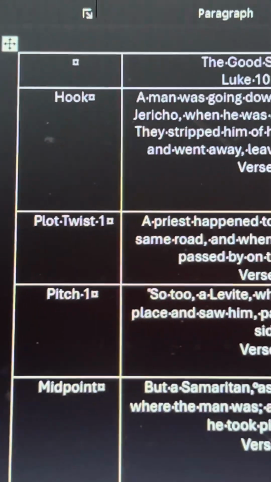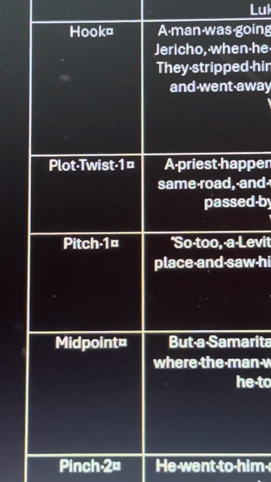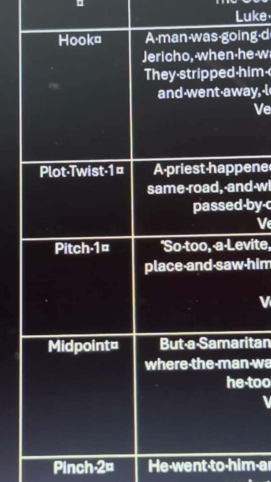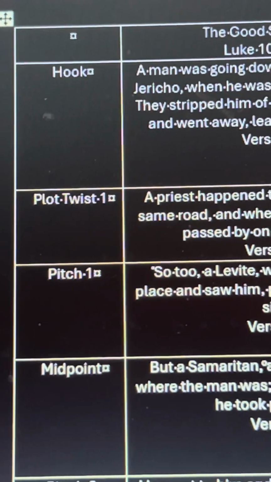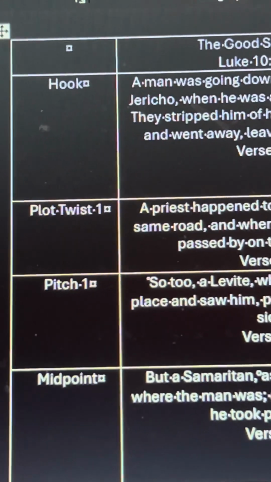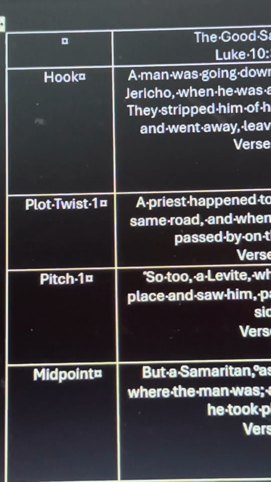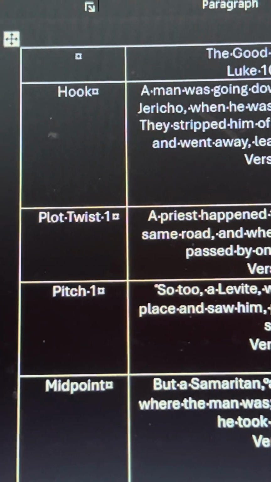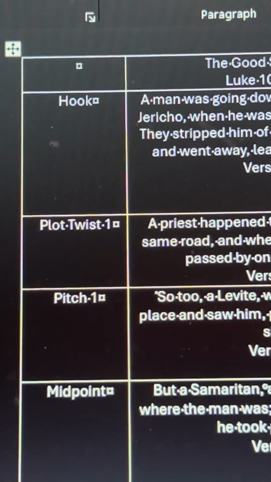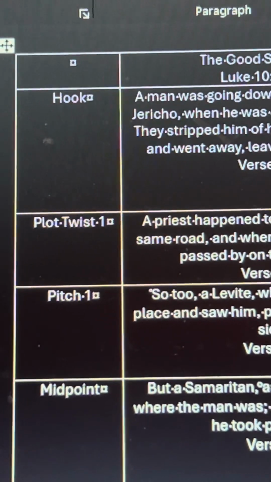So, that is what a hook is. It hooks you into the story. It interests you, makes you want to read on. It makes you want to know more. So with Dan Wells, he says that a story needs to begin with a hook.